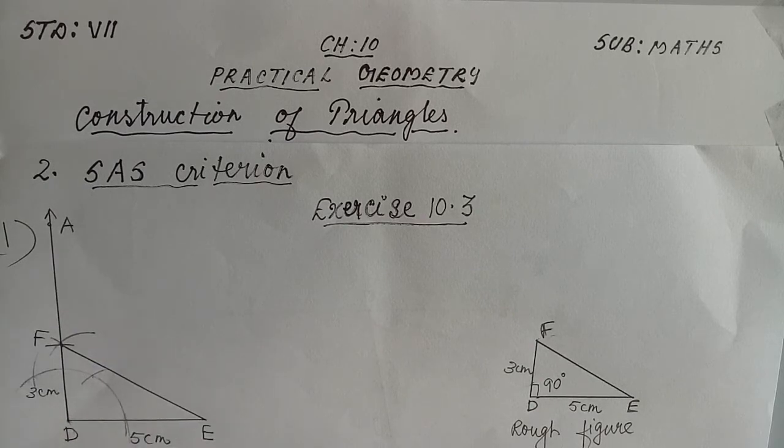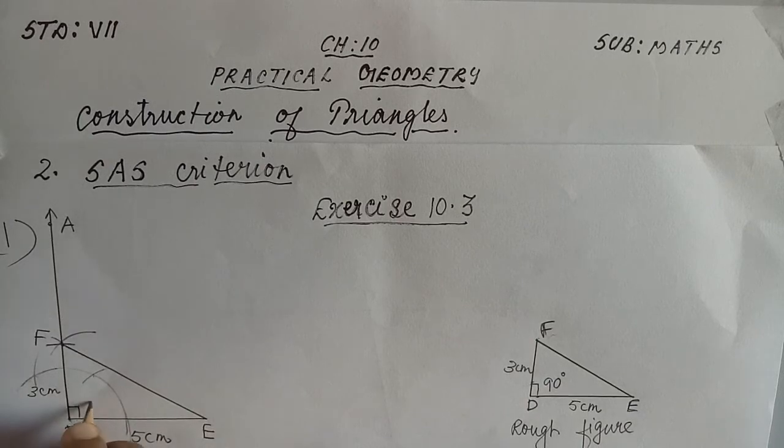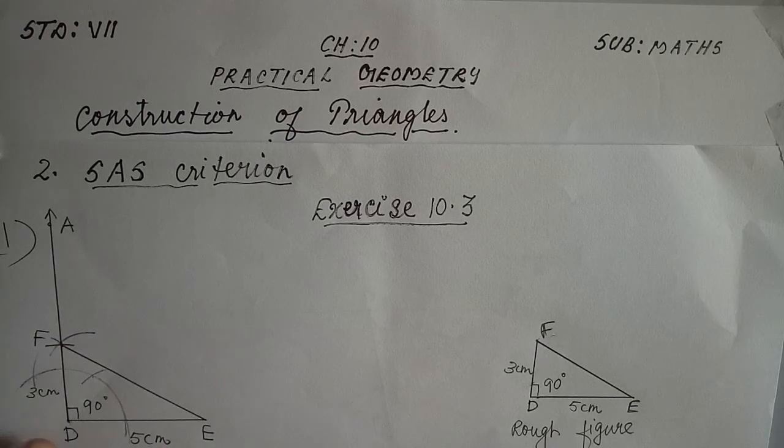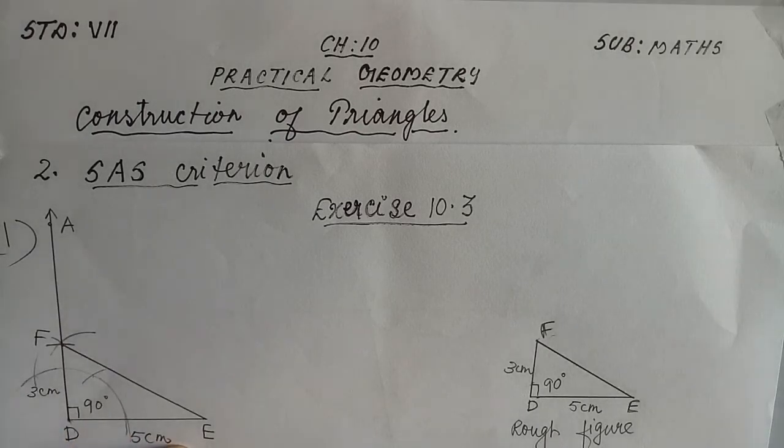As the angle given, it is 90 degree. At D, construct a perpendicular, that is DA to the line segment DE. Then with center D and radius 3 centimeter, draw an arc that can cut DA at the point F. Then join EF. Triangle DEF is the required triangle. I hope it's clear to you. Then you can try the remaining questions of exercise 10.3.